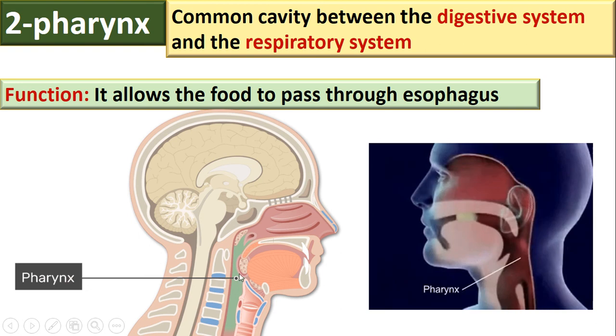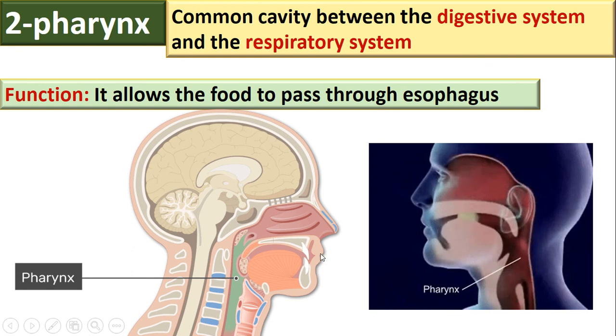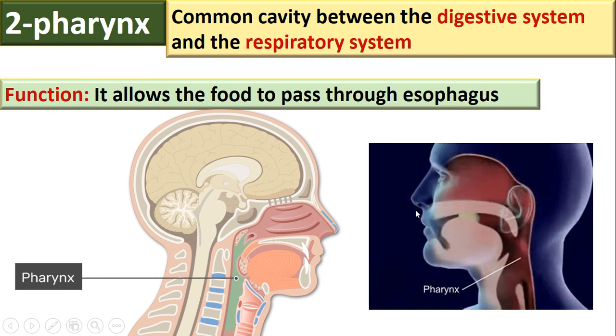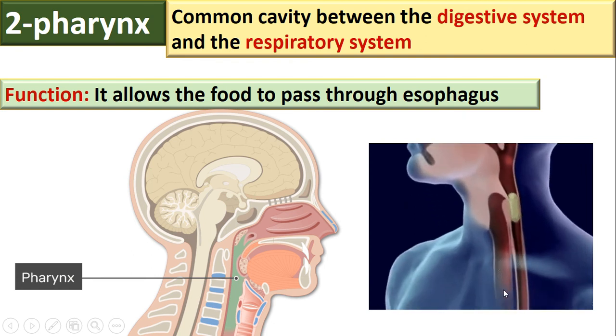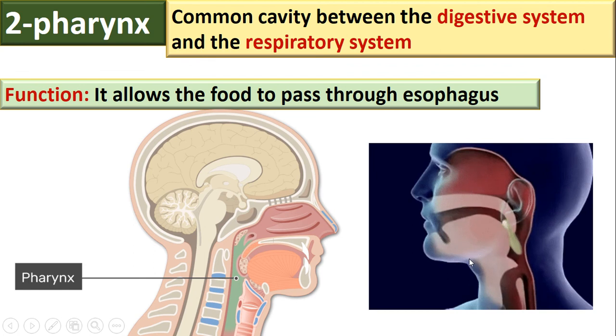So this hole or cavity is between the digestive system and the respiratory system, the trachea in the respiratory system. When we are eating food, the pharynx here in this picture lets the food go to the esophagus. And when we are breathing oxygen, the pharynx lets the oxygen go to the trachea in the respiratory system. Are you asking me what is the trachea? We will know what it is in the next lesson, the respiratory system.